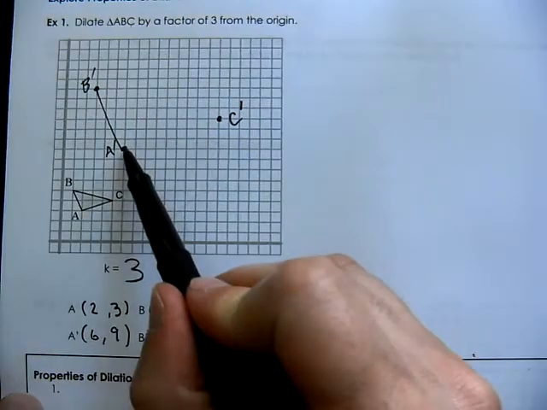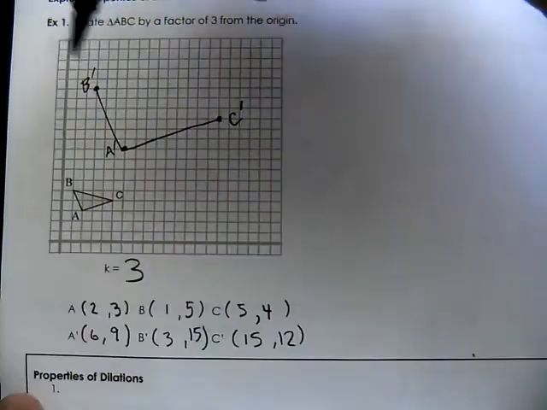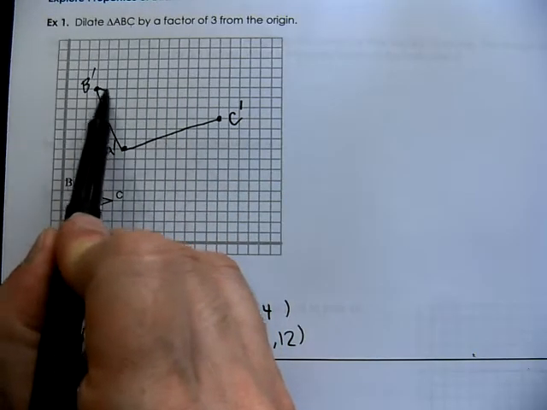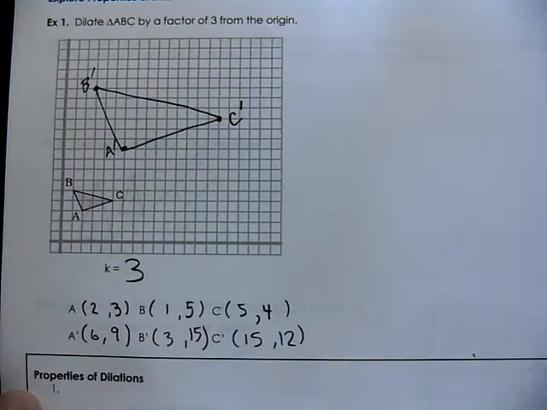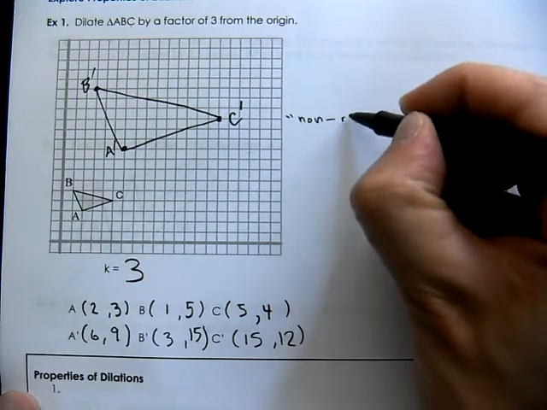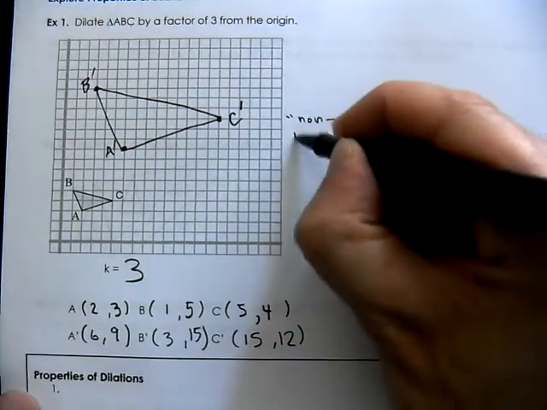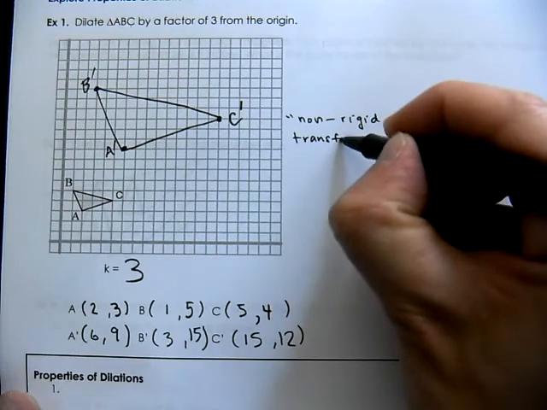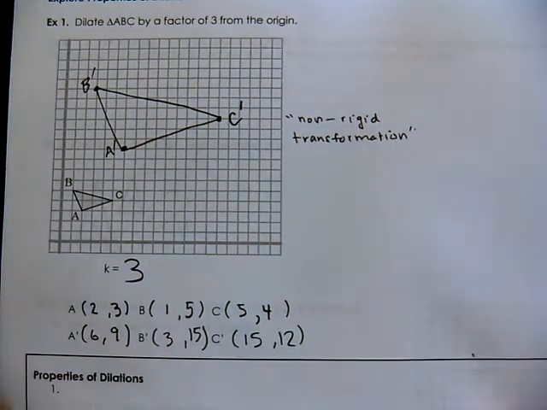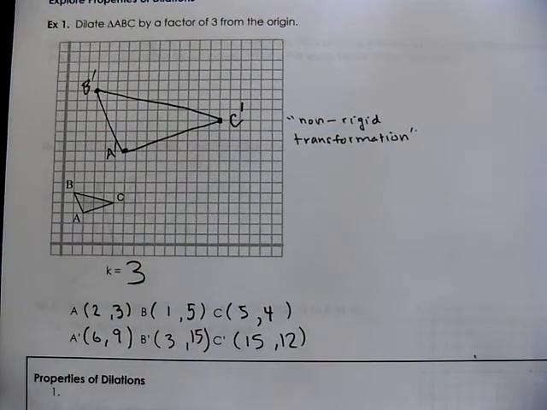If you compare the pre-image with the image, you can see that it is the same shape. It is still a triangle, but it's obviously much bigger. 3 times bigger, right? So that's why we call this a non-rigid transformation. It is a transformation, but it's non-rigid. That means it's changed in some way, and it's the size that has changed.